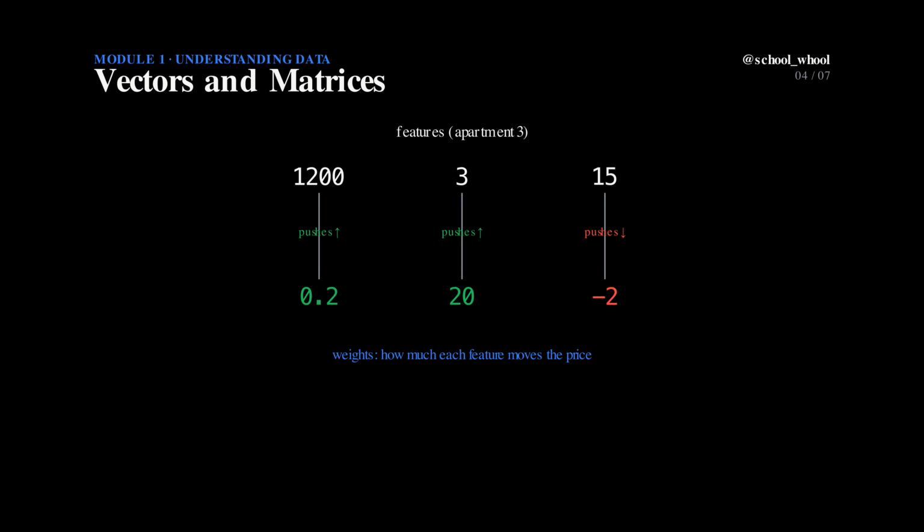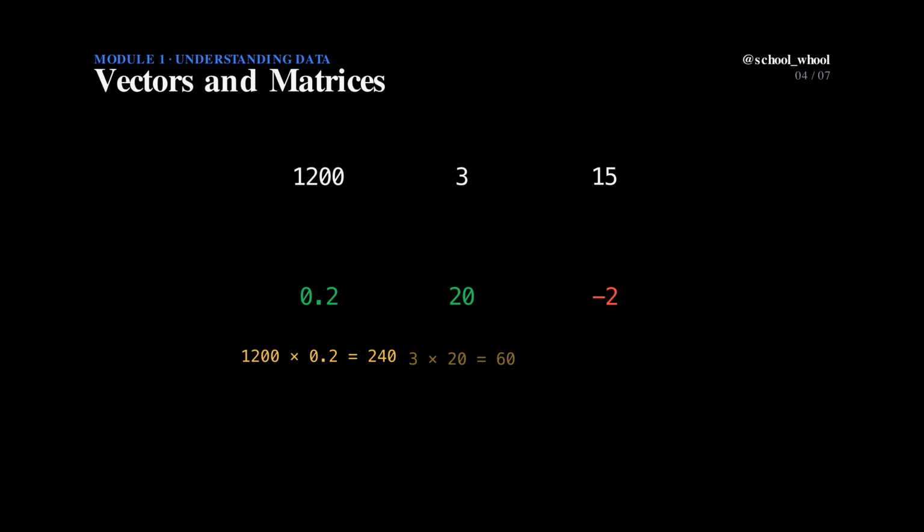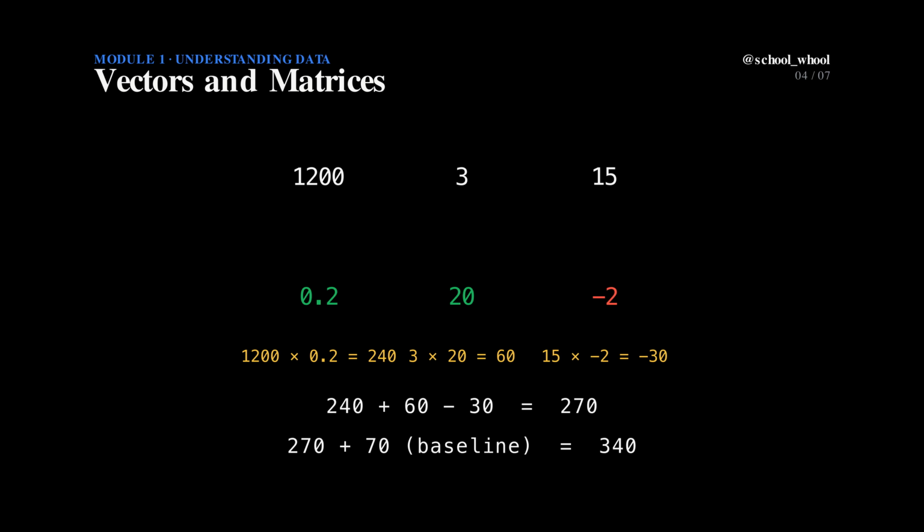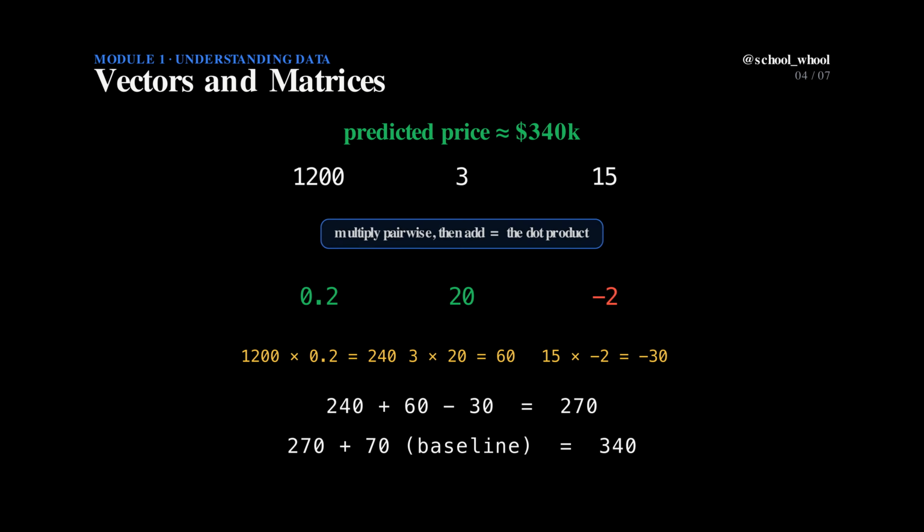Now the magic step. Multiply each feature by its weight, one pair at a time. 1,200 times 0.2 is 240. 3 bedrooms times 20 is 60. 15 years times -2 is -30. Add them up, 270, then add the baseline of 70, and out comes the prediction, about $340,000. That pattern, multiply pairwise, then add, is called the dot product. It's the heartbeat of nearly every model you'll meet.